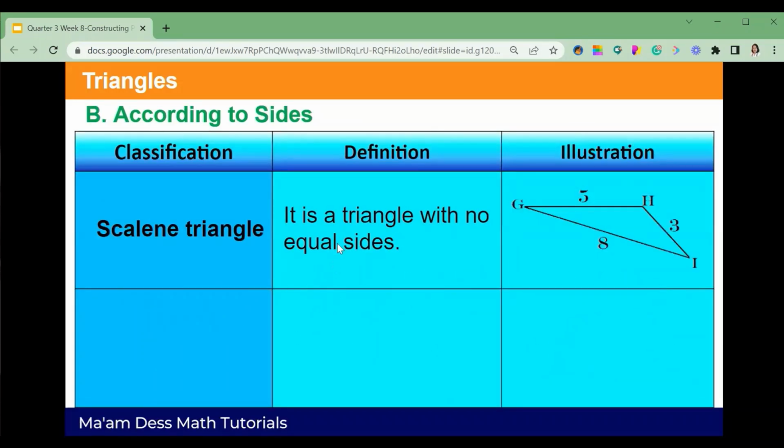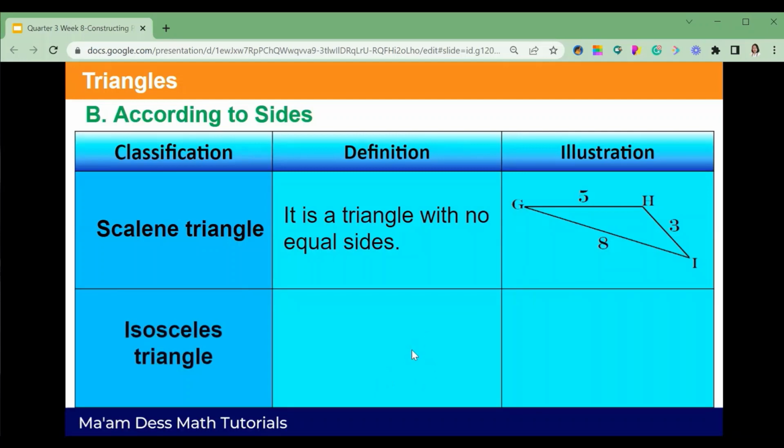The next one, classification according to sides. We have the scalene triangle. A scalene triangle is a triangle with no equal sides. Look at the illustration. The sides of these triangles are 5, 3, and 8, or 8, 3, and 5. Triangle GHI has the measures 5, 3, and 8. So, no sides are equal.